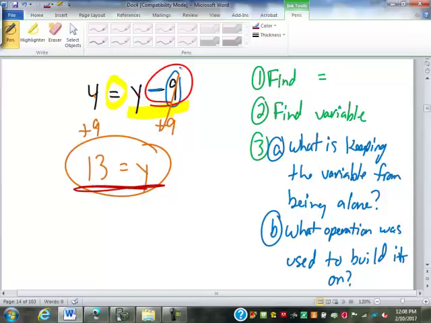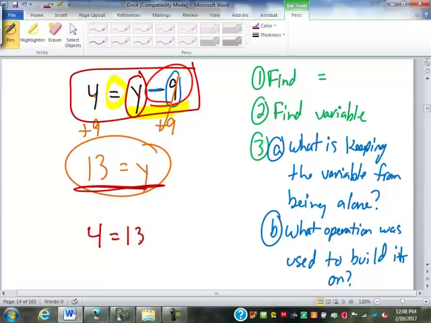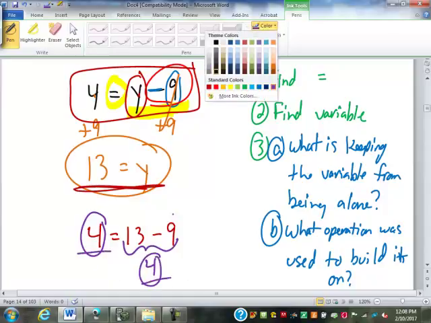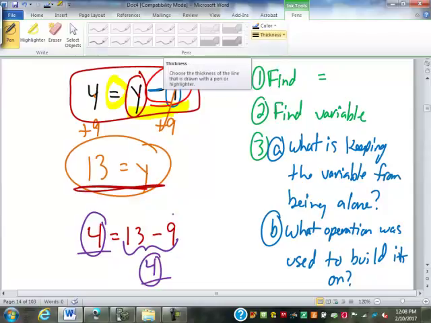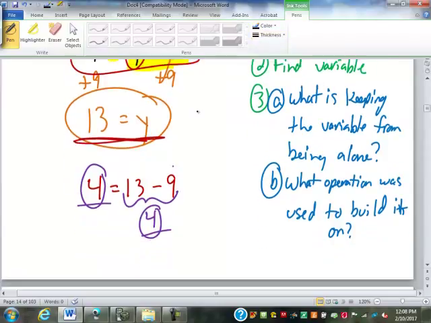But to double check it, we can go back to this original equation. And if y truly does equal 13, we can replace y with 13. So 4 equals, instead of y, we'll put in 13 minus 9. And if this is true, we'll get the same value on both sides. Well, the left side here is just 4. 13 minus 9 is 4. So we have the same value on both sides of the equation. So 13 equals y appears to be a correct answer.